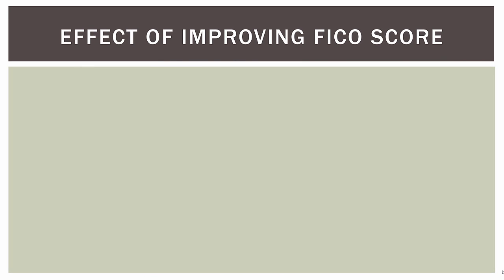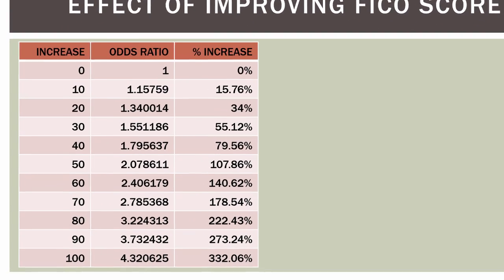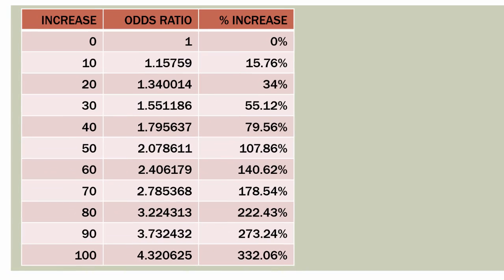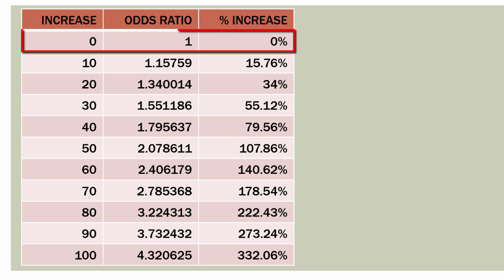So let's talk about the effect of improving the FICO score for certain intervals. Over here on the left, I've summarized, if we were to increase the credit score by a certain amount, what the odds ratio would be and what percentage increase that would be. In the first row, you can see that if we don't increase our credit score at all, let's say we apply the first time, we're not approved, we increase our score by a certain amount, and then we come back, what are the odds of being approved? A 0-point change would mean an odds ratio of 1 because it's the same, and a 0% increase of being approved.